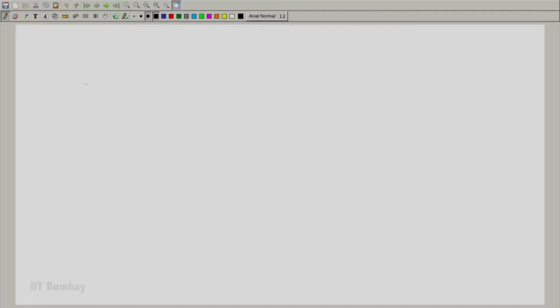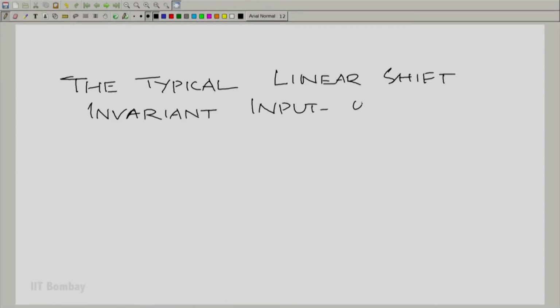In this module, we shall first discuss the typical kind of linear shift invariant system that we encounter in many different situations as far as the input output description goes. Let us now come to its treatment. So, the typical linear shift invariant input output description.